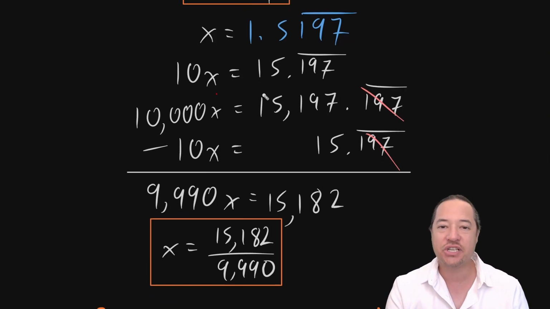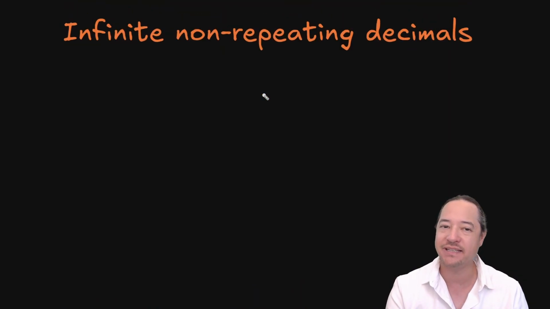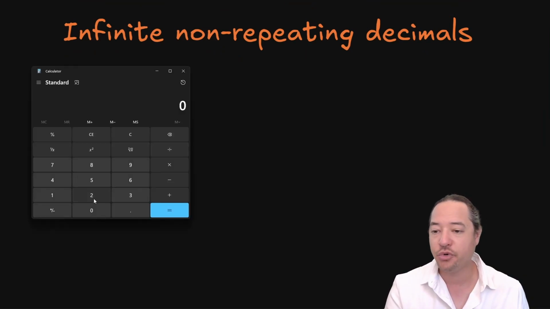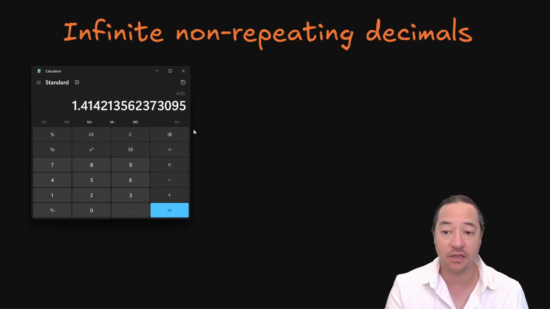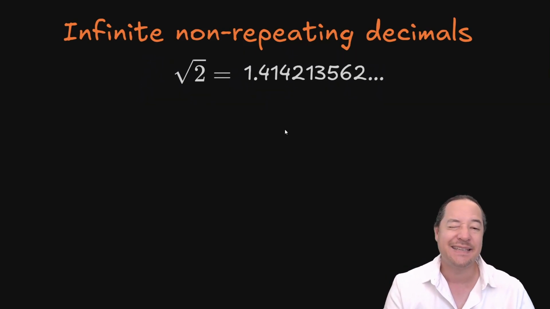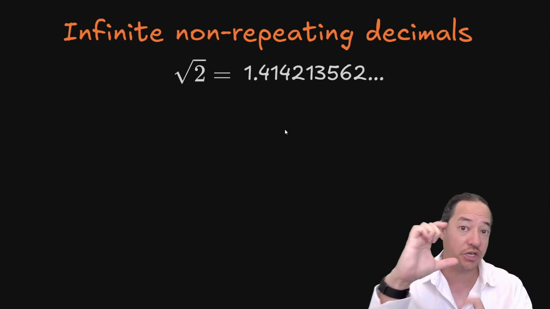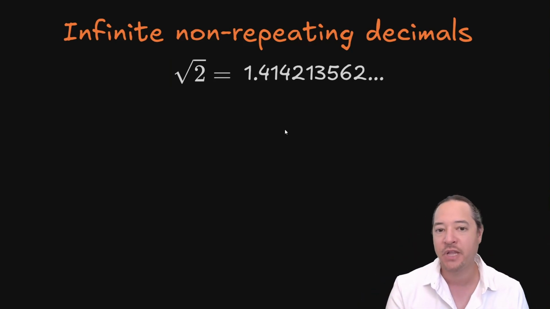Now, let's just talk a little bit about infinite but non-repeating decimals. One example of an infinite non-repeating decimal that we looked at before was the square root of 2. If you put the square root of 2 in your calculator, you get this really long number, 1.414, and it keeps on going forever. Now I said that because this was an infinite non-repeating decimal, it's impossible to convert this into a ratio of integers or a fraction. Why is that?